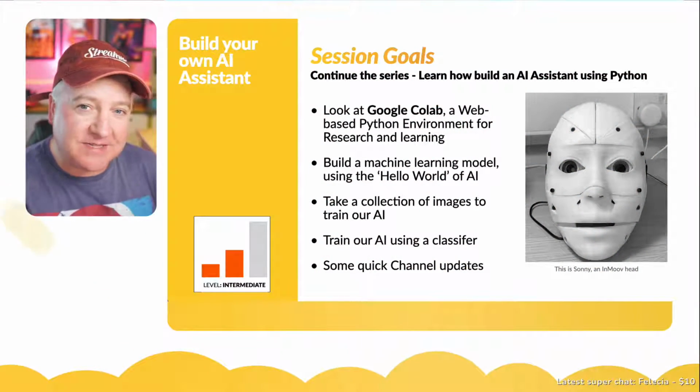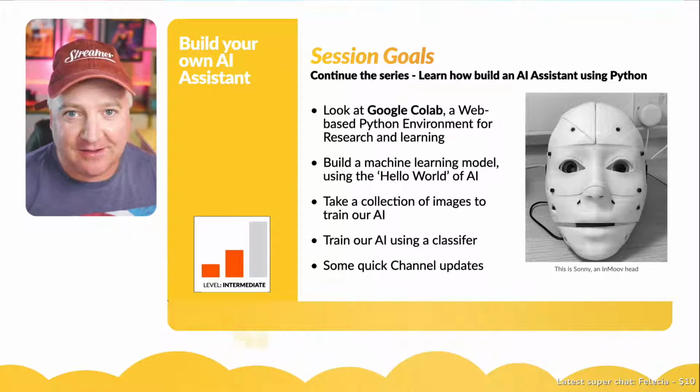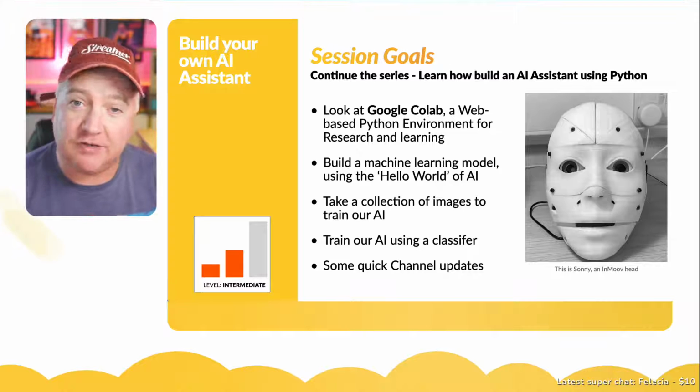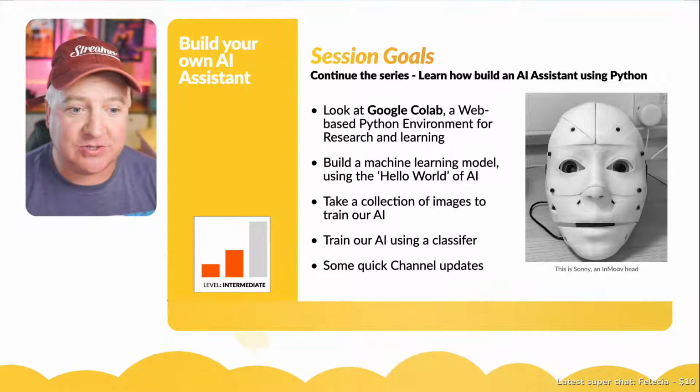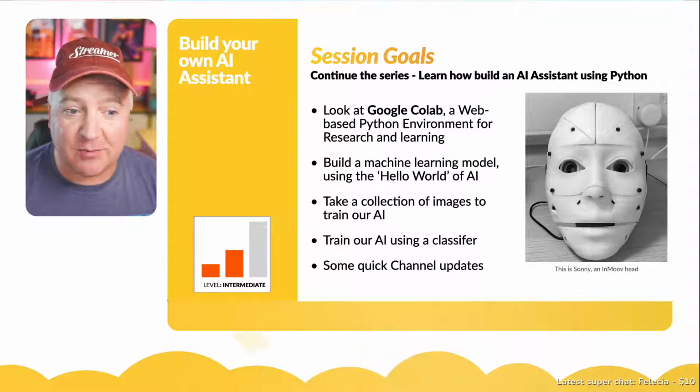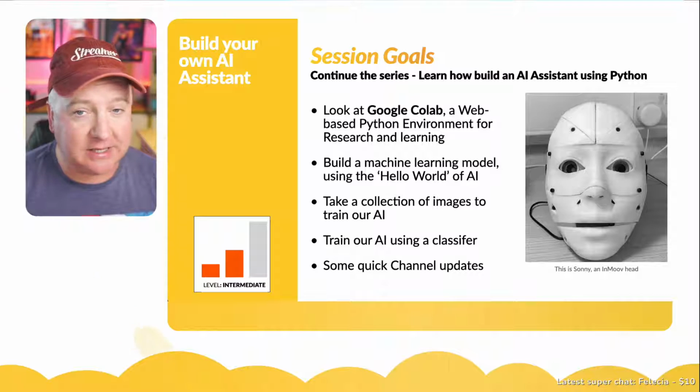So I've previously used this camera to do some object detection, but I want to back up a little bit and show you how you can do this yourself, because you can do it in a web browser, which is pretty awesome. So we're going to be looking at Google Colab, which is this web-based Python environment for research and learning. It's completely free.